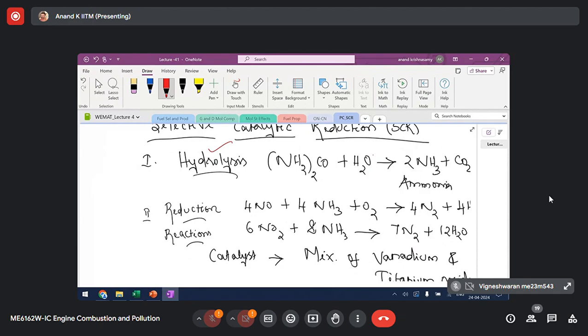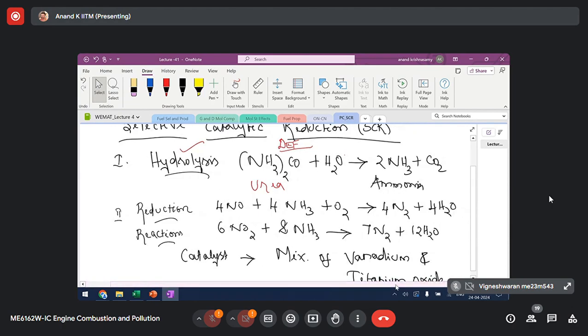So the first step is hydrolysis. This is urea. You have DEF, diesel exhaust fluid, which is a mixture of urea and water. As I said, when you spray urea and water in the exhaust line, the exhaust temperature is enough to cause this hydrolysis reaction, wherein you could see that ammonia is generated along with CO2.